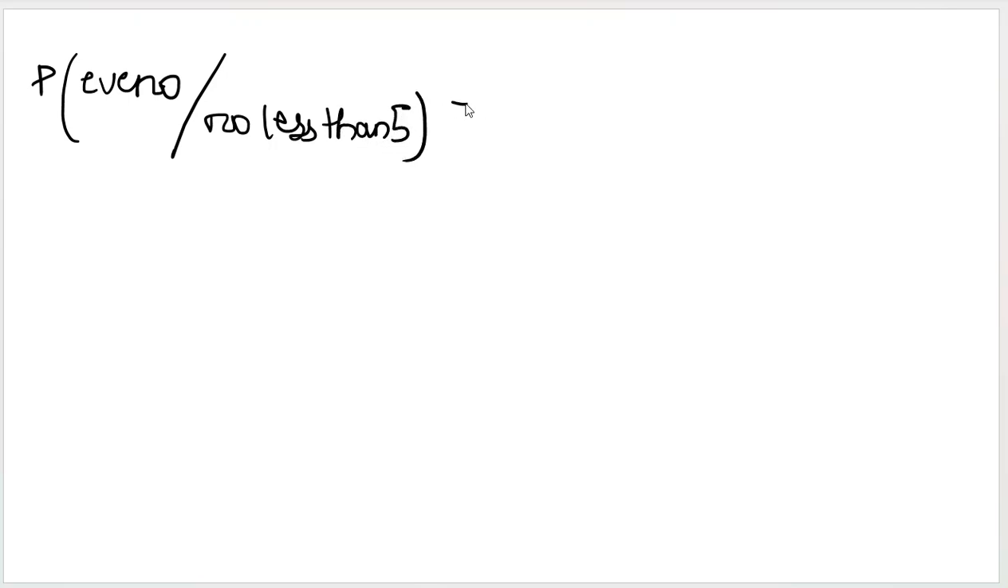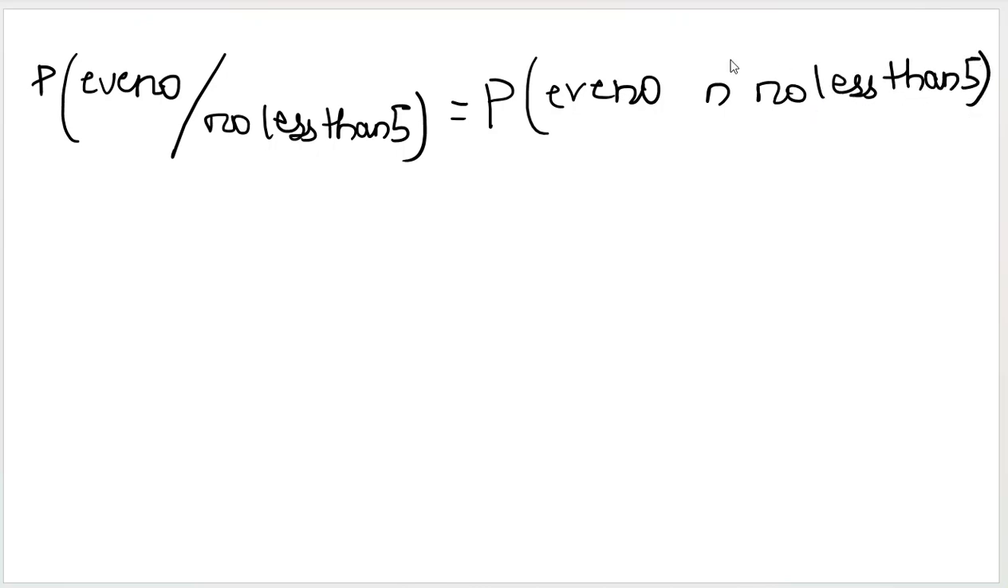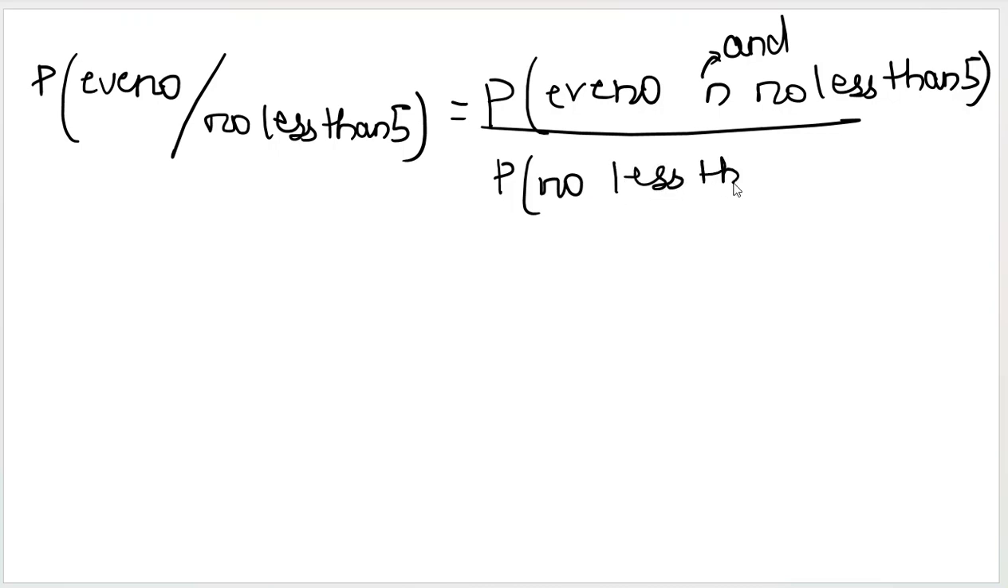So in this case, what we do is we find probability of even number given that number less than 5. So in this case, it will be probability of even number intersection number less than 5. Although it is intersection, you can also write this as "and", upon probability of number less than 5.